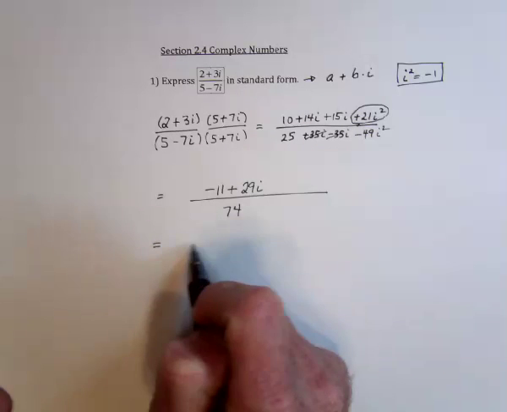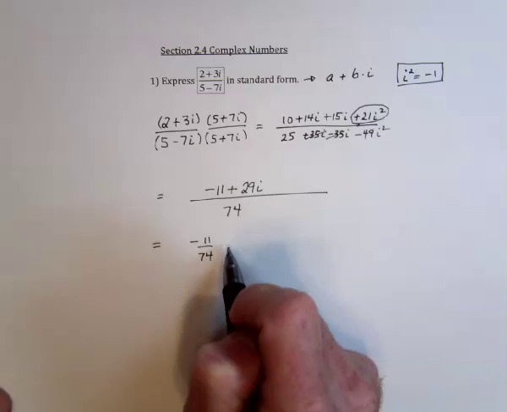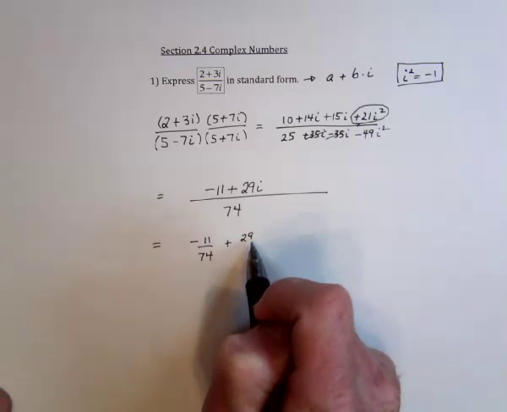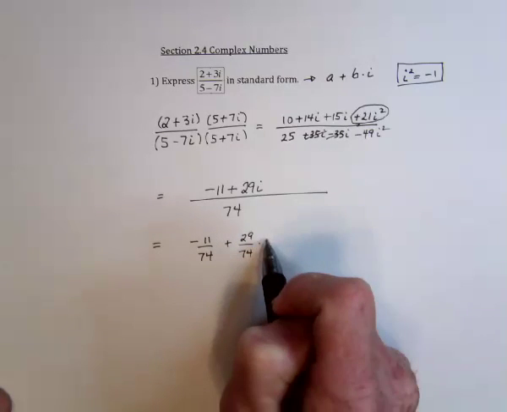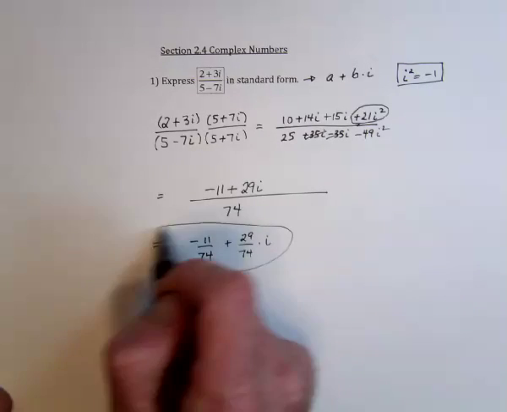So that's going to be the fraction negative 11 over 74 plus a 29 over 74 times i. Neither of these can be reduced, and so it's finished.